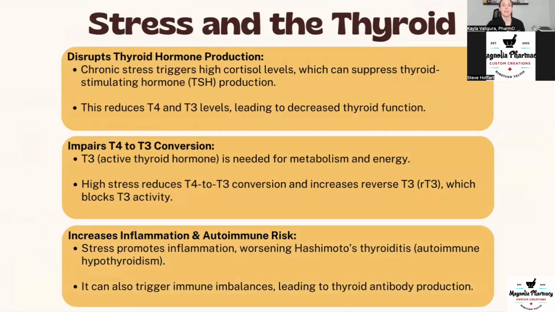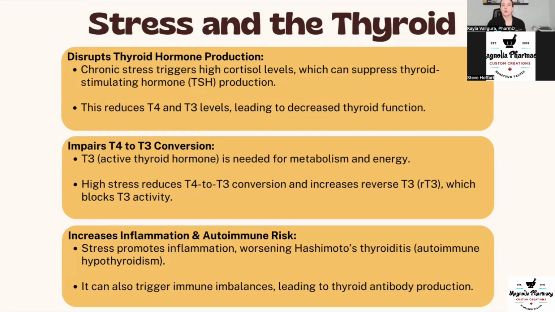Okay, so this is a huge one. Chronic stress is just in general very, very hard on the body. It leads to a lot of inflammation. For the thyroid specifically, chronic stress triggers those high cortisol levels, which can actually suppress thyroid stimulating hormones. So our TSH is lower, which then reduces our T4 and T3 levels, leading to decreased overall thyroid function.